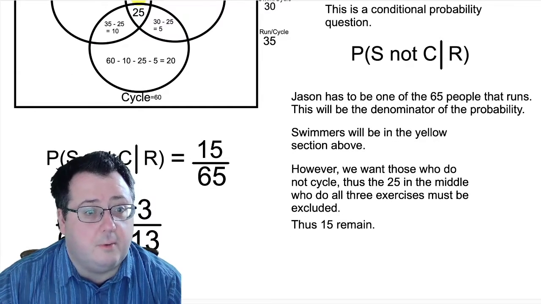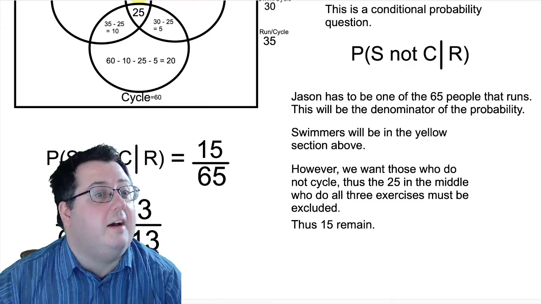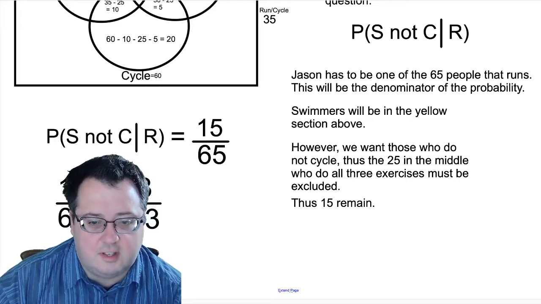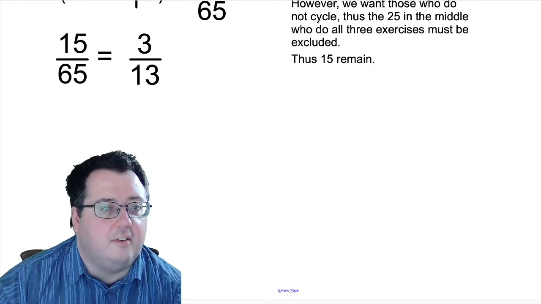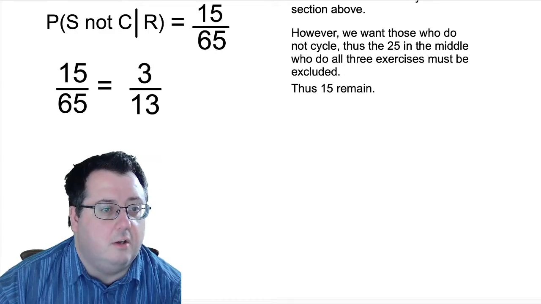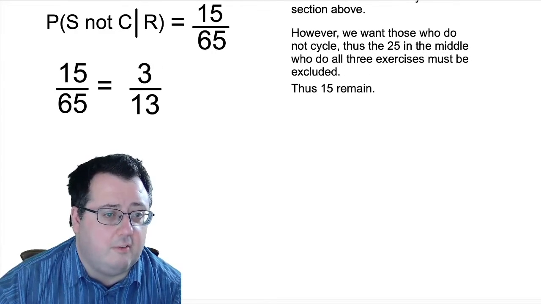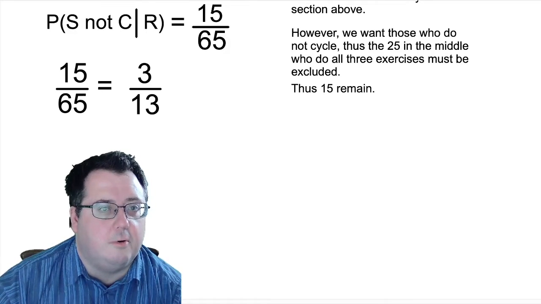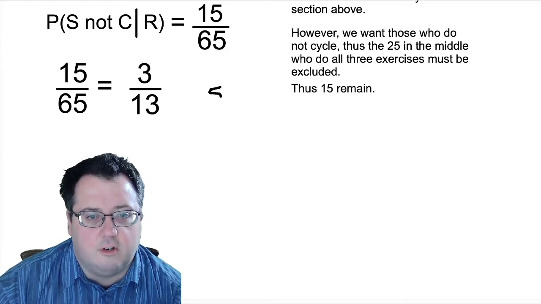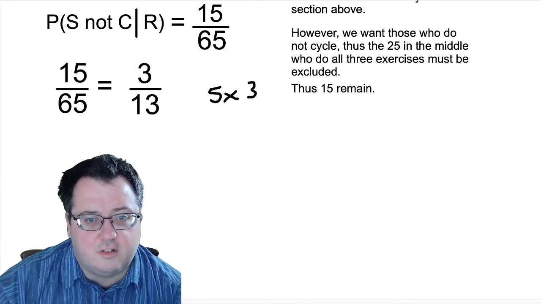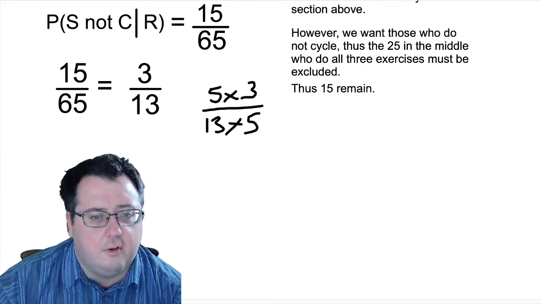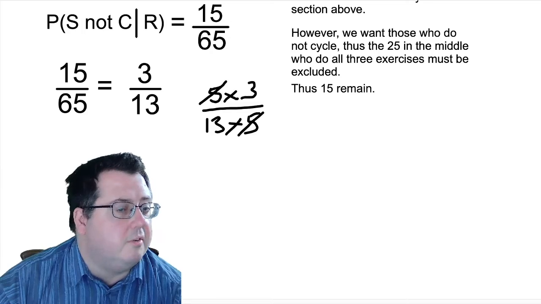So the probability of swimming, not cycling, but running is 15 out of 65, and that will cancel down. If I scroll down, extend the page, it's going to be 15 out of 65 or 3 out of 13, because I can divide 15 by 5 and 65 by 5. Okay, it's the same thing as what I did on the previous slide, that 5 times 3 makes 15, and 13 times 5 makes 65. 5s will cancel, and I'm left with 3 over 13.